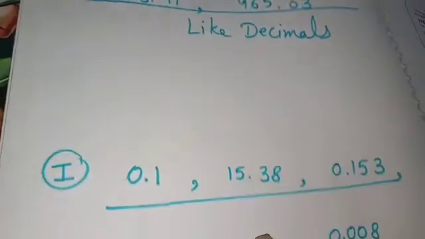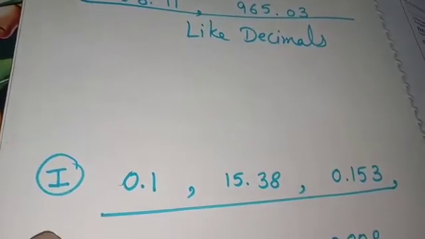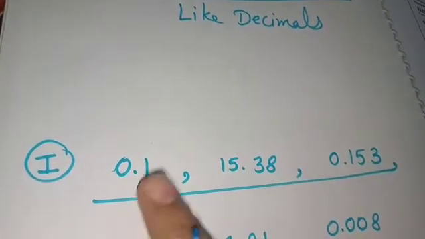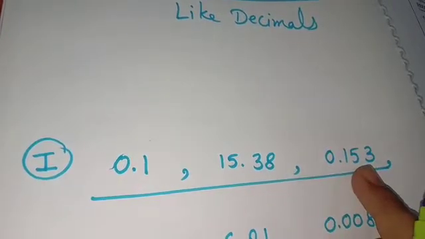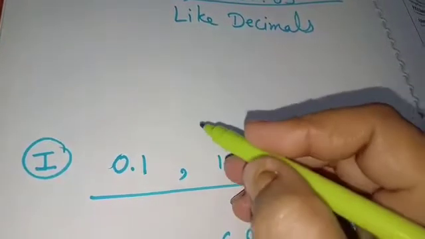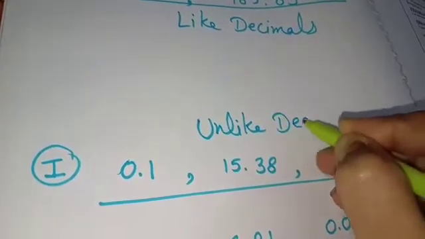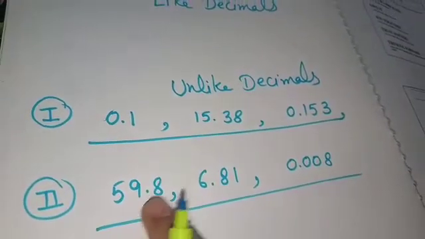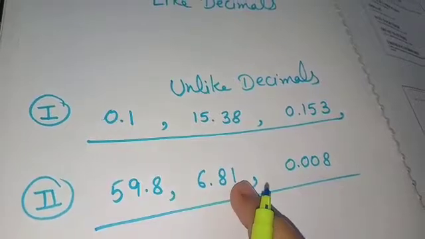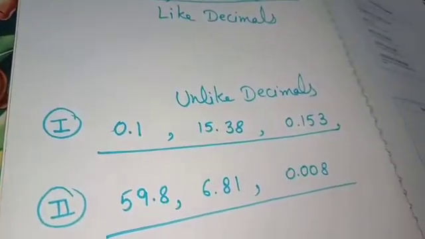But on the other hand, if the number of digits after the decimal is different, for example in this first set of numbers, 0.1 has 1 digit after the point, the next has 2 digits, and the next has 3 digits. So these are called unlike decimals. Same as in this: 0.8 has 1 digit, 0.81 has 2 digits, 0.008 has 3 digits. So these are like and unlike decimals.